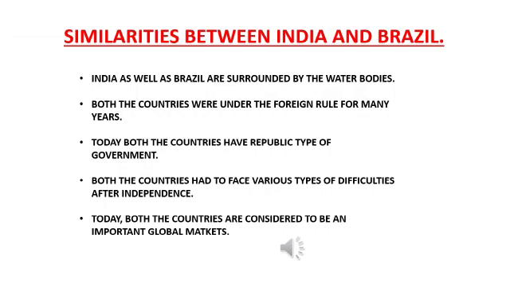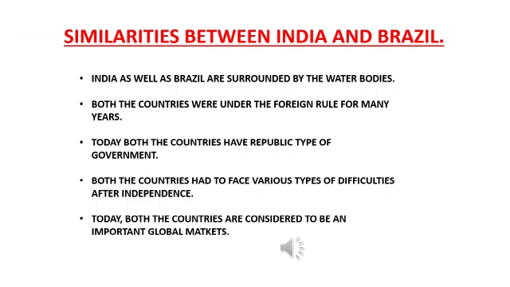The second similarity is that both countries were under foreign rule for many years. As you all know, India was under the foreign rule of the Britishers for more than 150 years, whereas Brazil was under Portuguese rule for more than 3 centuries. The third similarity is that today both countries have a republic type of government. Brazil has the presidential republic type of government, whereas India has the parliamentary republic type of government.